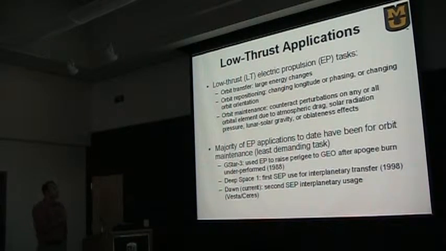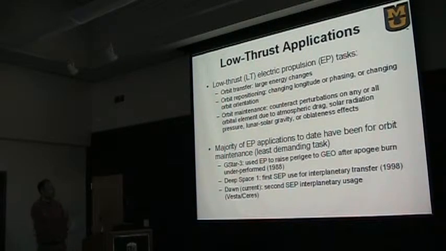What's called orbit maintenance is counteracting perturbations from either drag or solar radiation pressure or lunar solar gravity. That tends to knock a satellite out of its desired orbit just slightly, and you can use these devices because they're very efficient to get the satellite back into orbit. So, as I said, the majority of these applications have been for orbit maintenance, and that's the least demanding task.